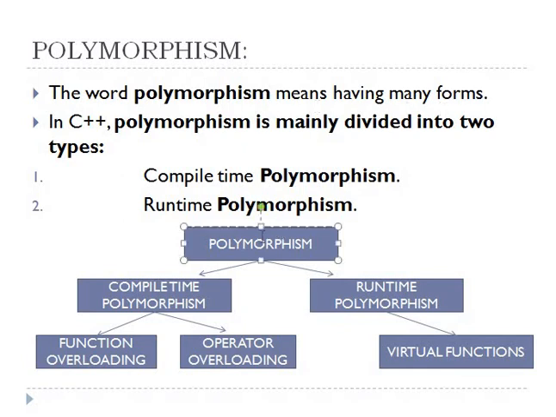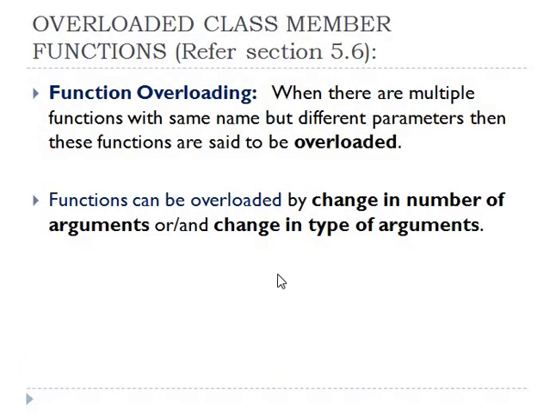Now polymorphism can be divided into two types, which are compile time polymorphism and runtime polymorphism. Compile time polymorphism can be implemented using function overloading and operator overloading, whereas runtime polymorphism can be implemented using virtual functions. Chapter number 5 includes the topic of function overloading, which I have also discussed.